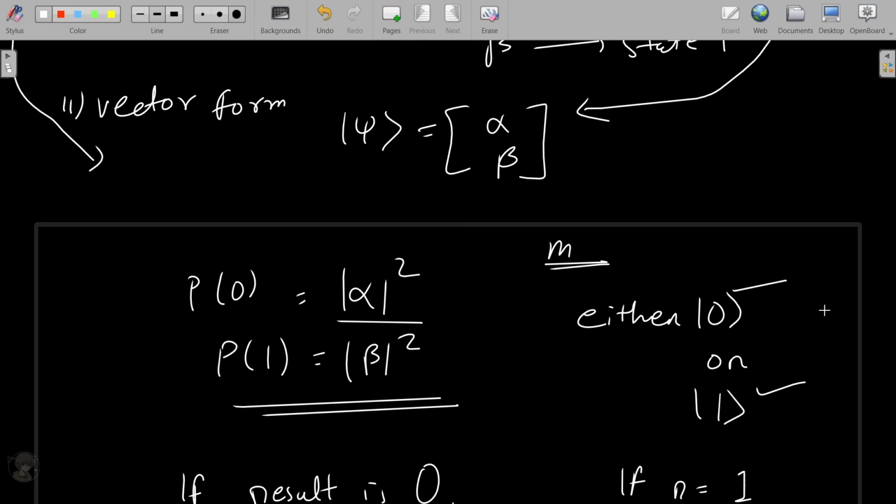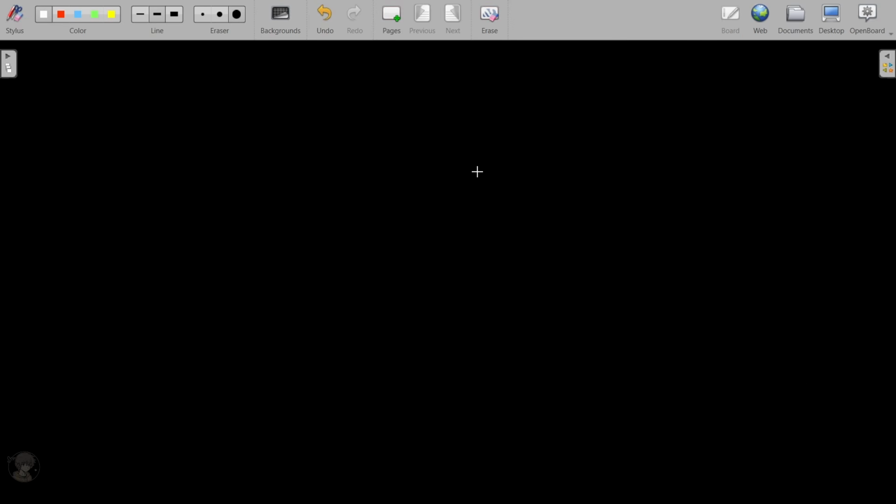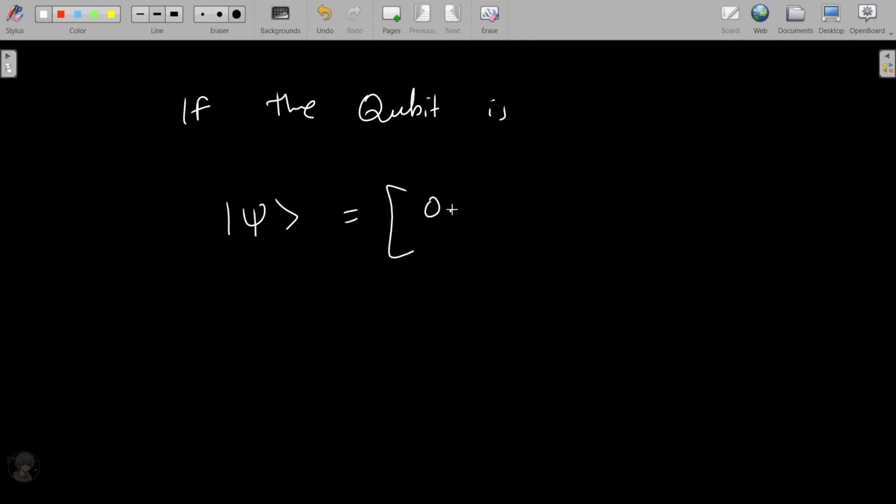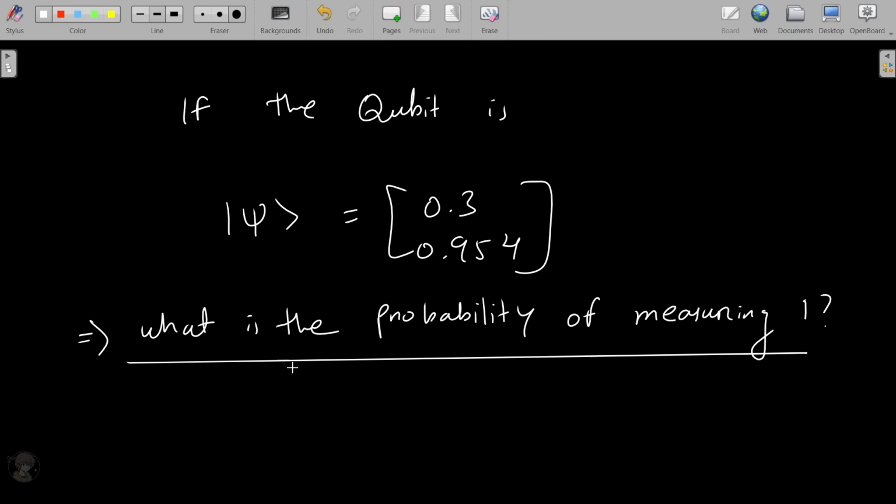So now, an important question for you guys. If the qubit is |ψ⟩ = 0.3|0⟩ + 0.954|1⟩, what is the probability of measuring 1? You can pause the video and try to do it manually. Okay, so now let me answer it.